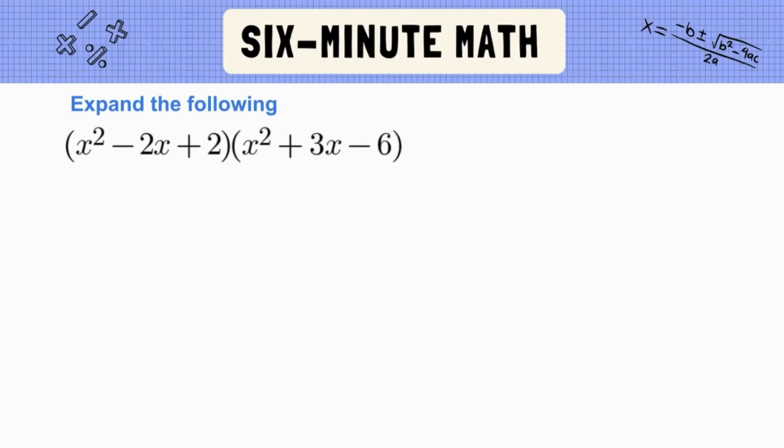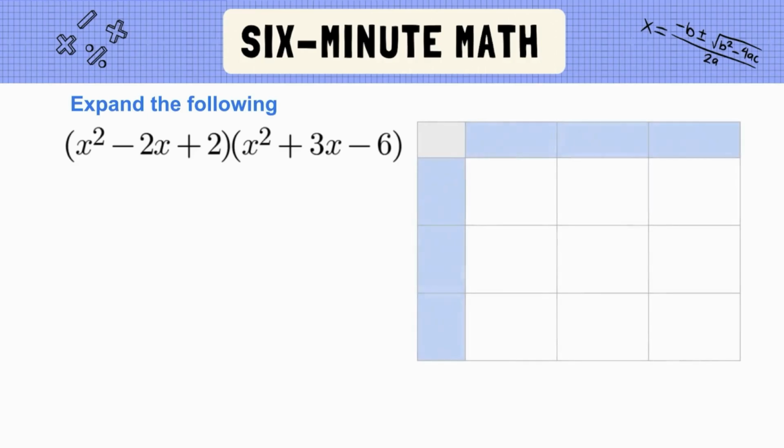On to our last example here, where I'm actually going to have a trinomial times a trinomial. I have my boxes set up here, and I'm going to put that first trinomial on the left, x squared minus 2x plus 2, and that second trinomial on top, x squared plus 3x minus 6.